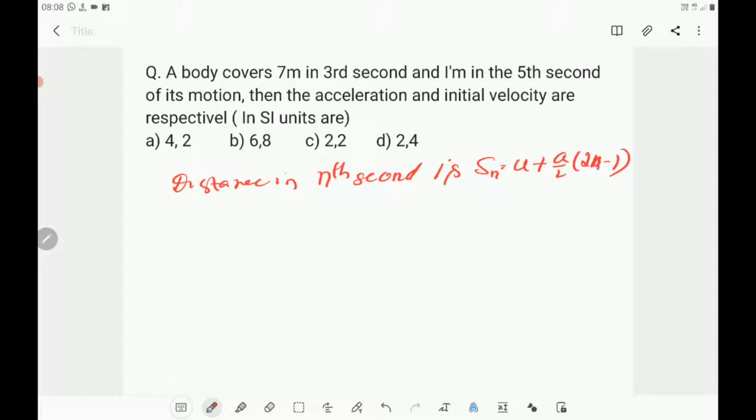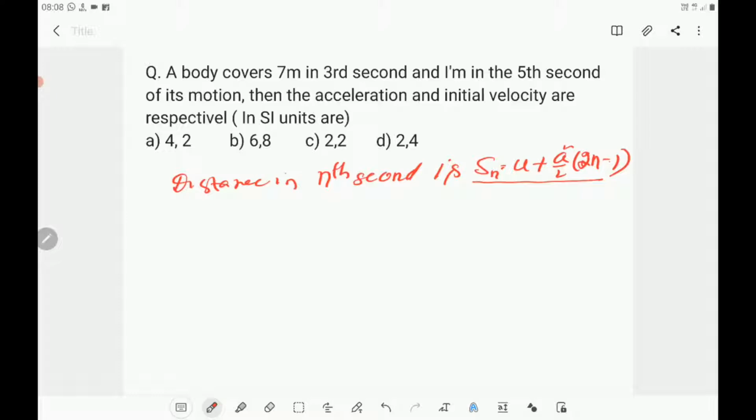2n minus 1, this n is the nth second of motion. What is the meaning of this? Starting with the initial velocity u, moving for n seconds with an acceleration a, it gives the distance covered in the last 1 second, which is the nth second. A numerical problem for this we will solve, a very important, frequently asked type in this chapter.